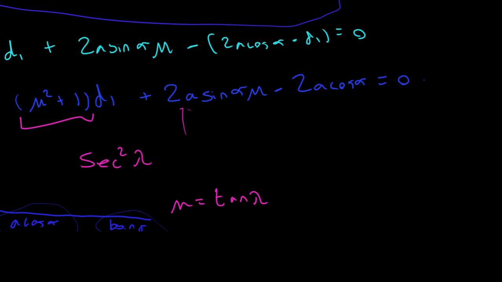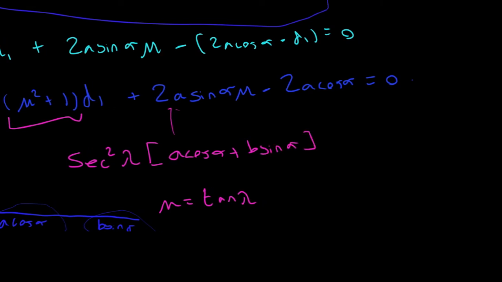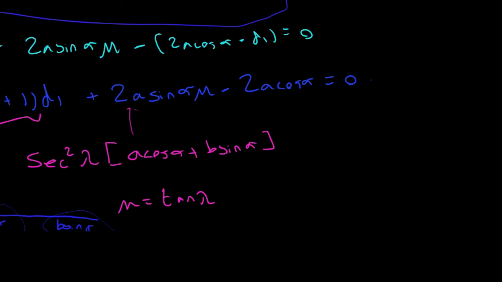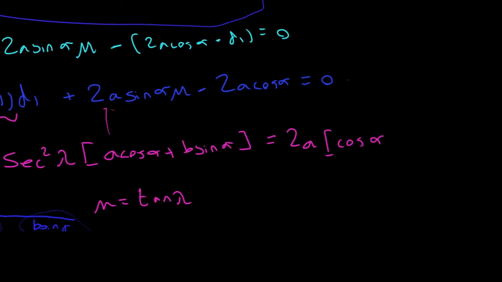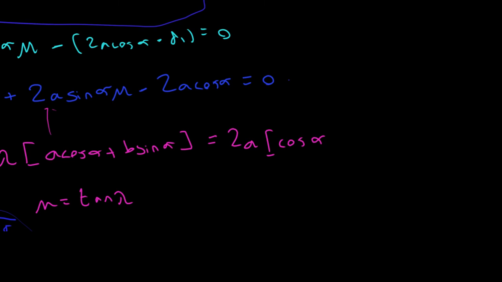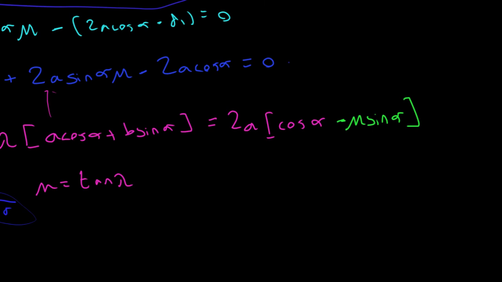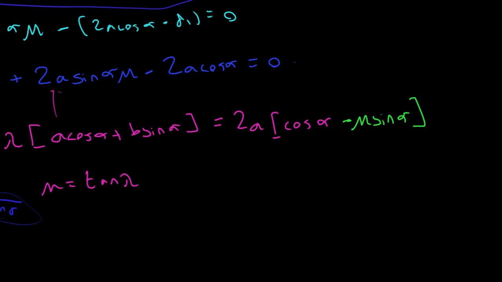Now d1, I guess we're just going to go ahead and sub d1 in for what it is: a cos alpha plus b sine alpha. And okay, I guess I could take these to the other side. This seems to make sense. So it's going to be 2a, so that's cos of alpha. And then notice we're taking away mu sine alpha.